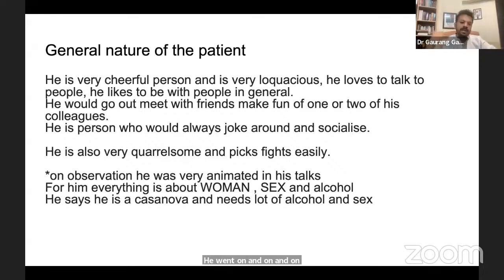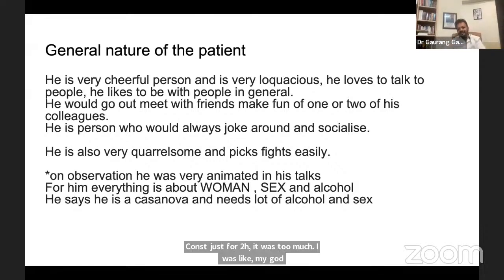The only thing he kept speaking about is women, about different women, about sexuality, about the different alcohol he drinks, about what kind of Casanova personality he is, about how many different women and friends he has, about how beautiful a person he is, how sexual a person he is, how much he loves to socialize, how much he likes to joke. Constantly, just for 2 hours. It was too much. My God, for 2 hours.